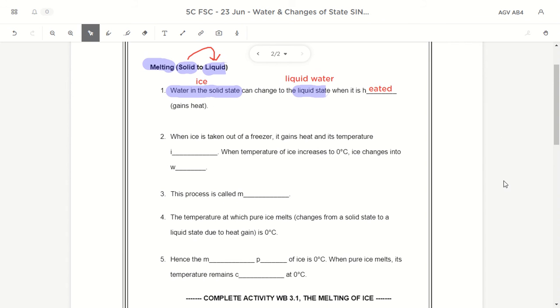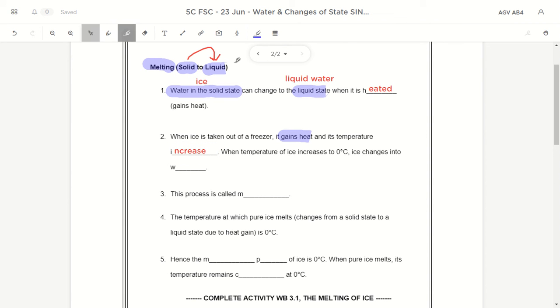When ice is taken out from a freezer, it gains heat first. So tell me what happens to it first. Gain heat or lose heat? Before you tell me, is it melting, is it freezing, is it boiling, and so on. Tell me, is it gaining heat or losing heat first? So when I take it out from the freezer, from the fridge, it gains heat. The temperature will increase. Okay, once you take it out, once it starts to gain heat, the temperature will increase.